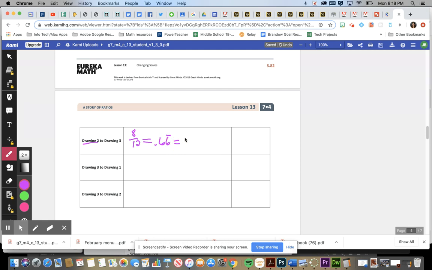Which equals 66, and 0.6 repeating is 2/3 percent. Our equation would be our original 12 times 0.6 repeating equals 8.